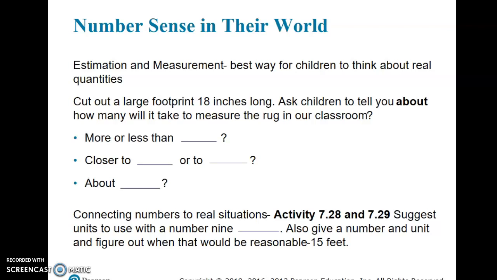For example, suppose that you have cut out a very large set of footprints. You would ask, about how many of these giant footprints will it take to measure the rug or the reading corner? Will the rug be more or less than 10 footprints long? Will the apple weigh more or less than 20 blocks? Will the rug be closer to 5 feet or closer to 20 feet long? Will the apple weigh closer to 10 blocks or 30 blocks? About how many footprints long is the rug? About how many blocks will the apple weigh?